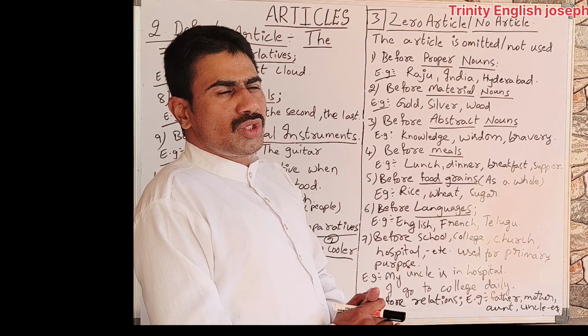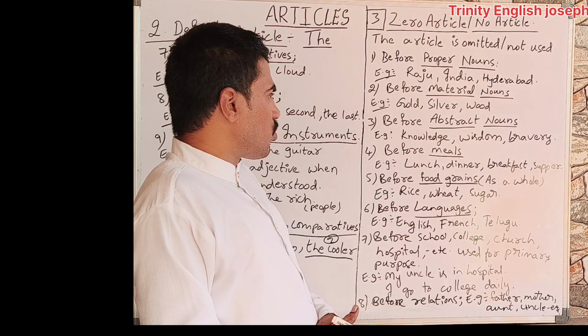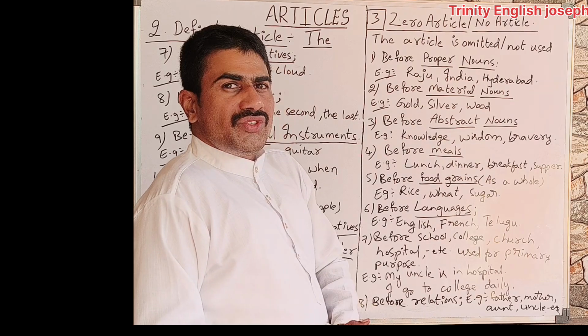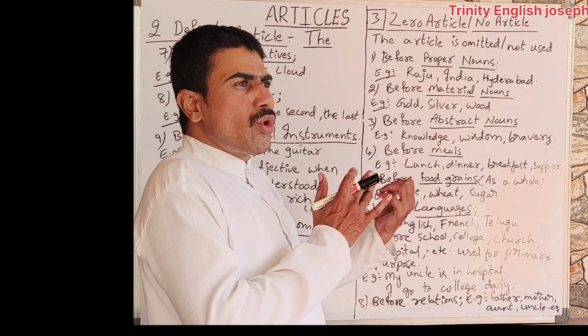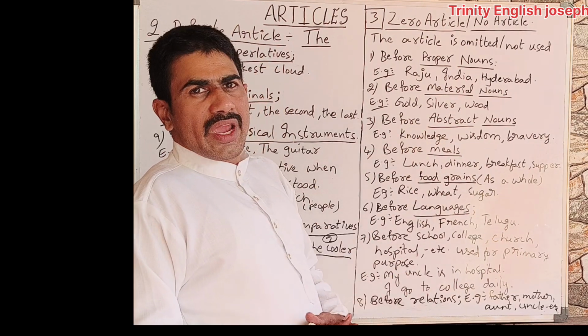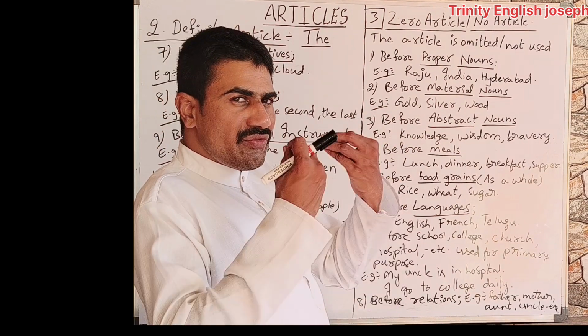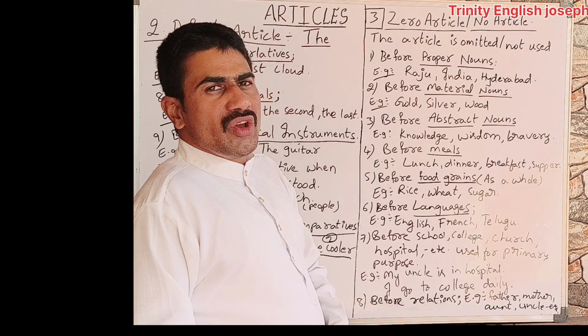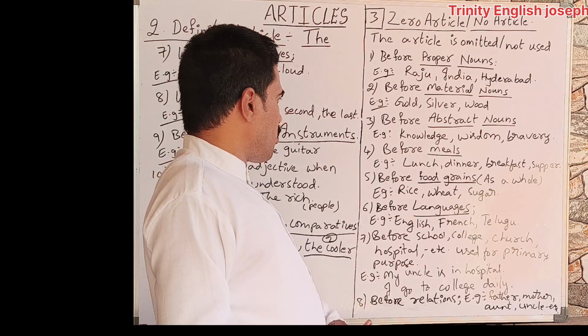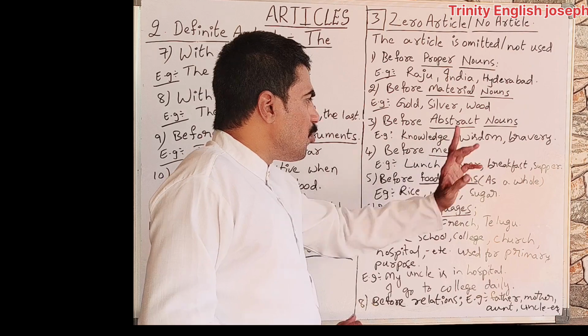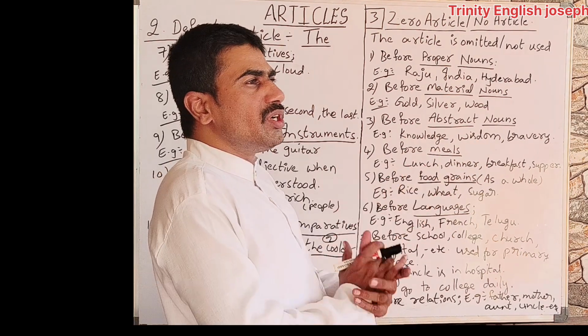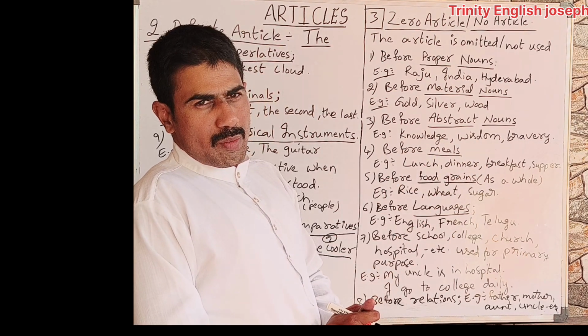So abstract nouns, we don't use any article before them, like knowledge, wisdom, bravery. So before all these words, we don't use any article. Next one, before meals, whatever we eat, before them, we don't use any article. Lunch, dinner, breakfast, supper, all these words, we don't use any article.